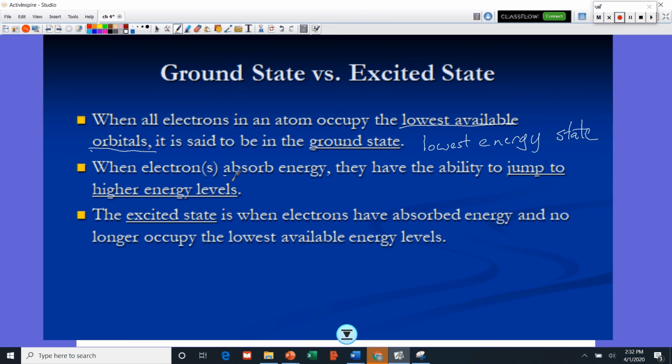When an electron absorbs energy, it has the ability to jump to higher energy levels. When they absorb energy, they become excited, meaning that the electrons have absorbed energy and they jump to a higher energy level.